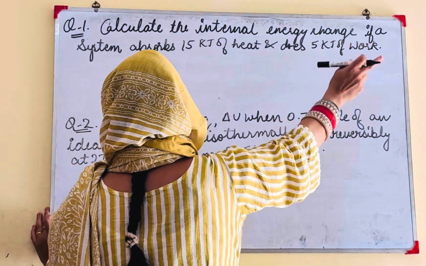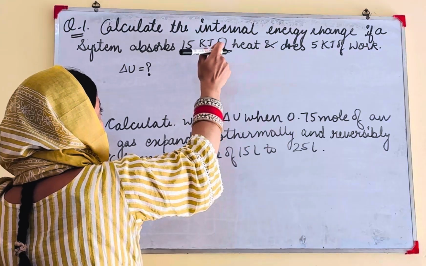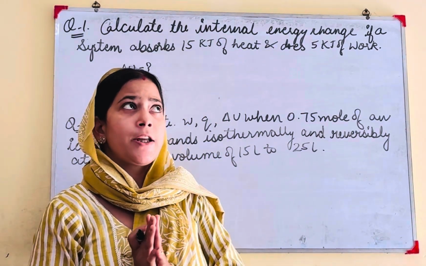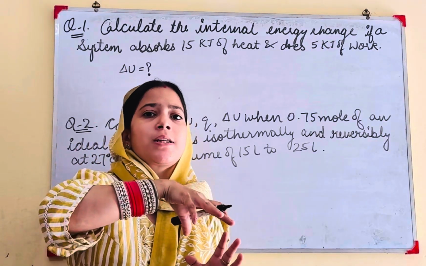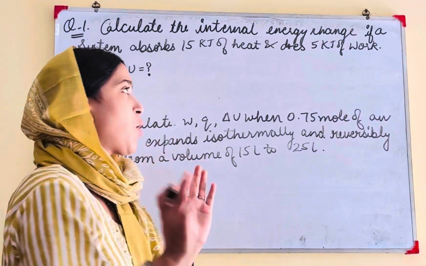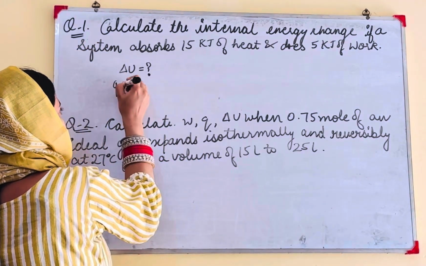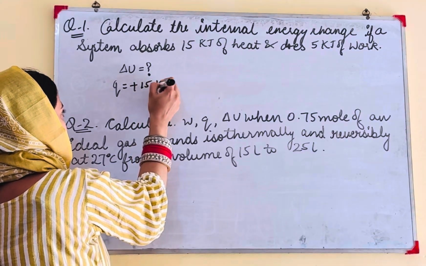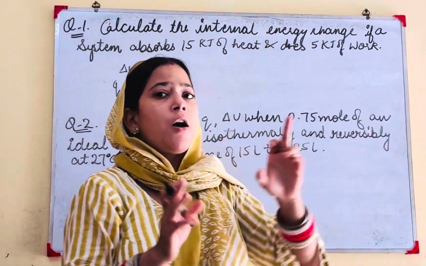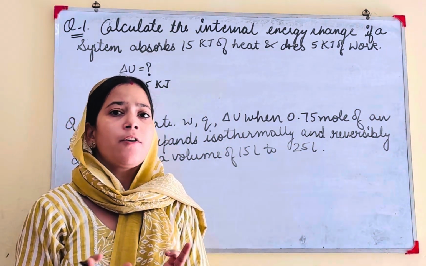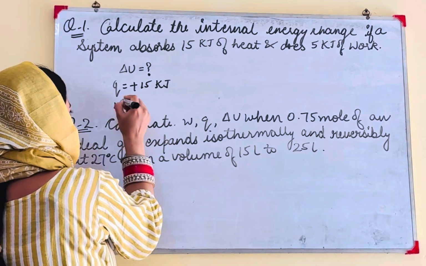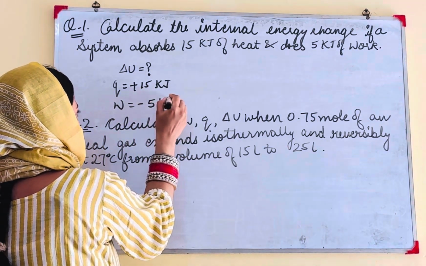If a system absorbs 15 kilojoule heat, it means heat is given to the system. When heat is given to the system, it is always positive. So Q is equal to plus 15 kilojoule. Next, it does 5 kilojoule of work. Work is done by the system. Whenever work is done by the system, it is negative. So W is equal to minus 5 kilojoule.